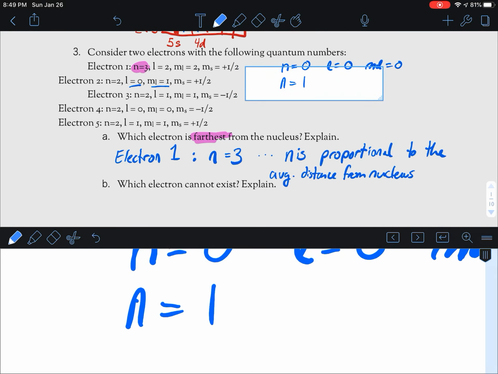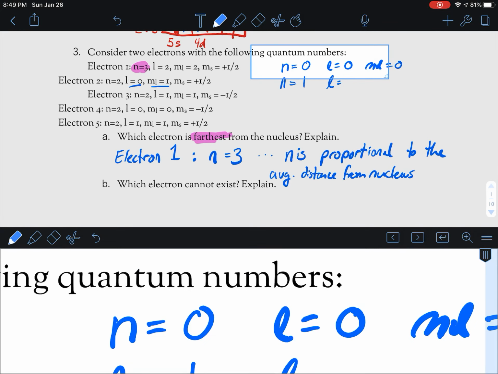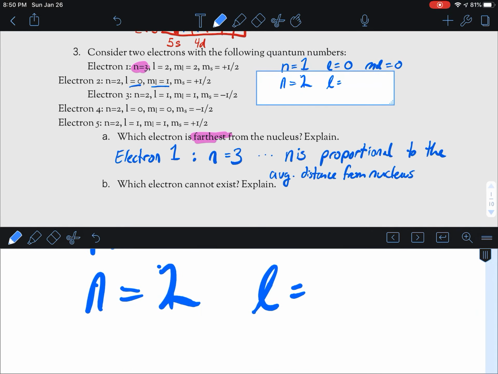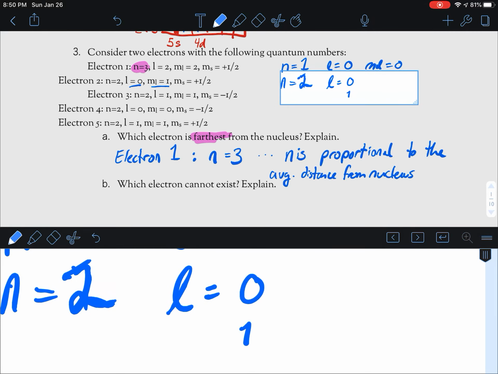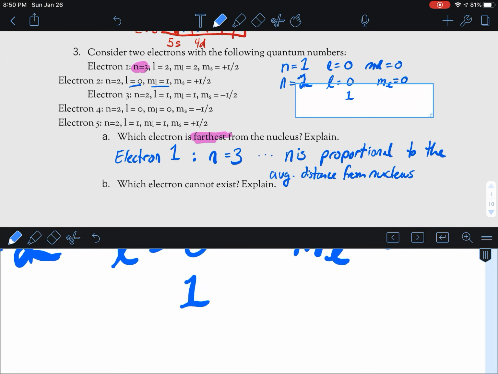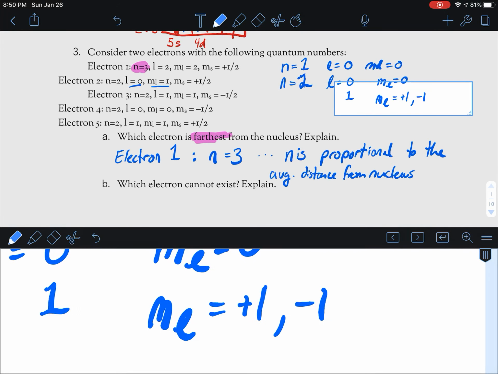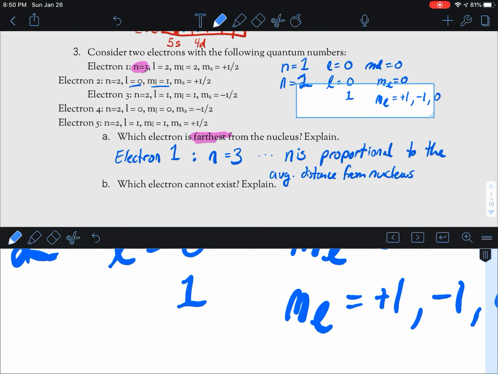There is no n equals 0. l is always 1 less than n. Okay, so n equals 2: l is equal to either 0 or 1. And if l is equal to 0, then ml is equal to 0, so that's another s orbital. Or if l is 1, ml could be plus 1 or minus 1 or 0, right? Because this is our p orbital here.